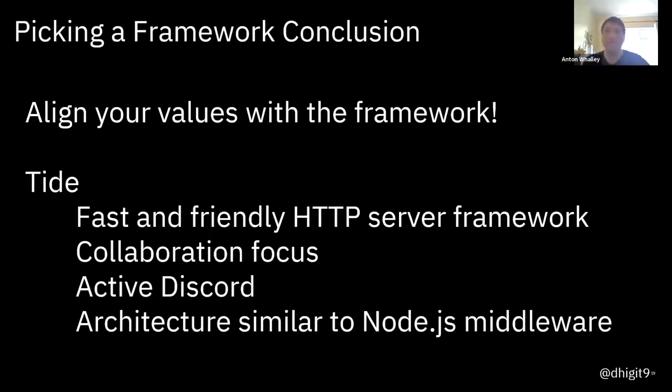So choose any of those projects, choose any HTTP server framework, just make sure it's what you want out of it. As I say, I chose Tide because it brands itself as a fast and friendly HTTP server framework. That's what I want for an open source project. I don't get paid to work on it, so I just want it to be a nice place to work. As I mentioned already, the collaboration focus, there's a discussion forum on Discord. You can log in and have a conversation with the folks, and share code snippets that you've done, et cetera.